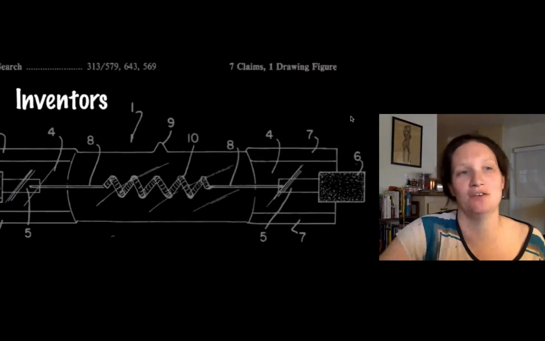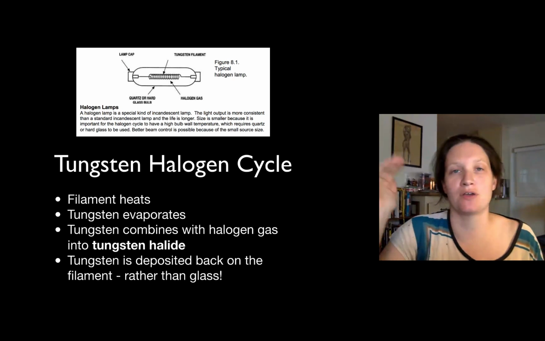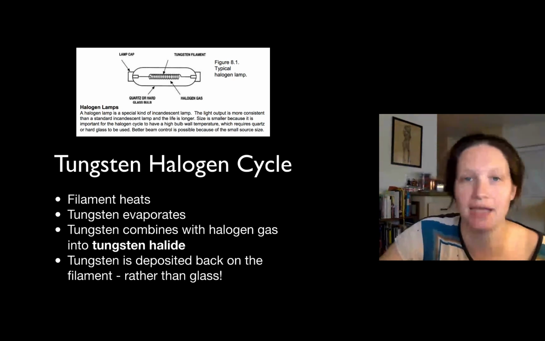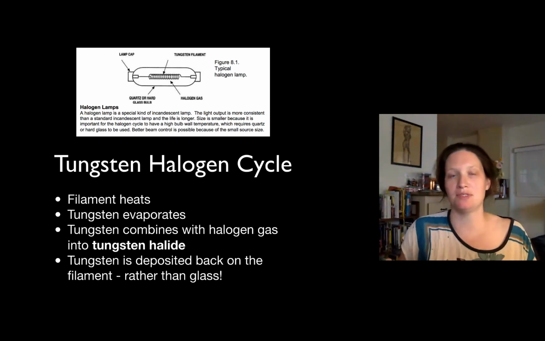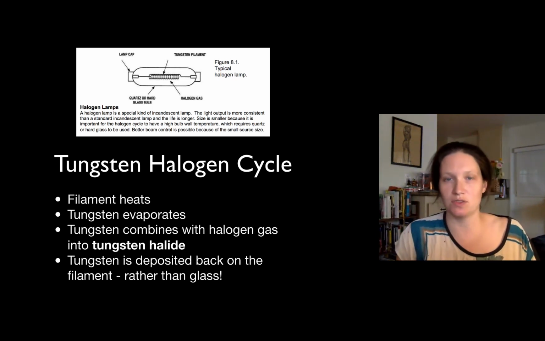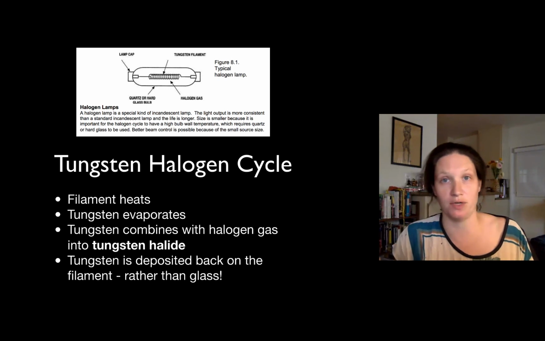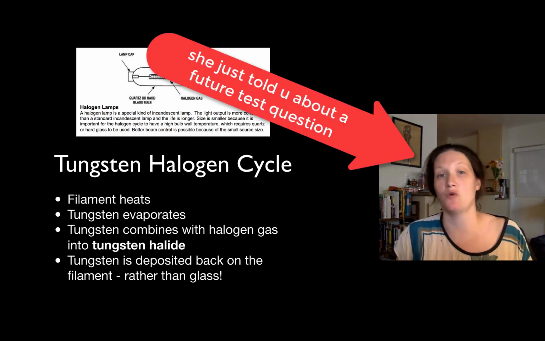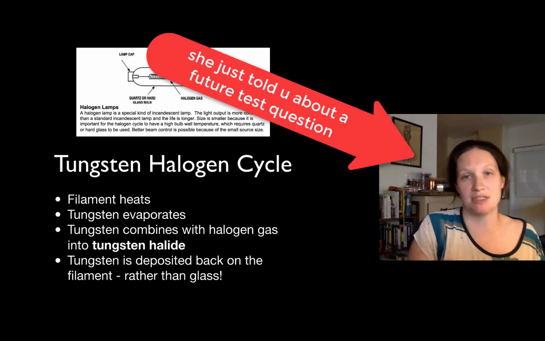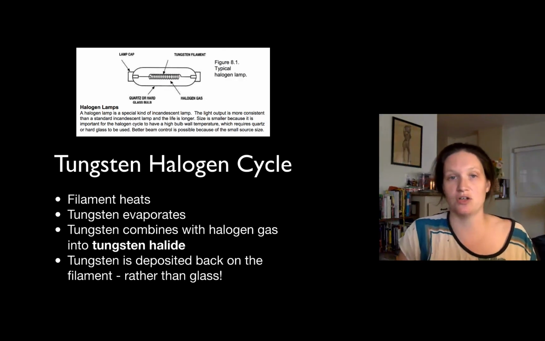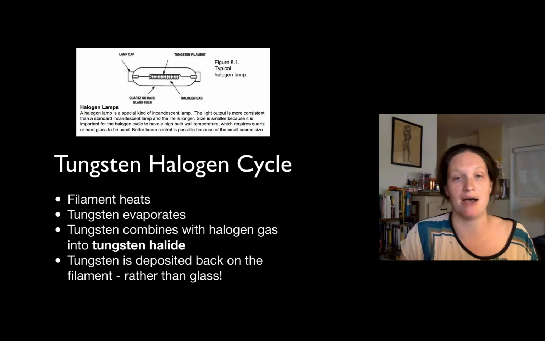Let's skip into a slide. So this is the tungsten halogen cycle, okay? These are the steps that the lamp will go through as it is used. This is the thing that will be in the quiz, probably putting these steps in order, all right? So the first thing that happens is the electricity is turned on and the filament heats up.